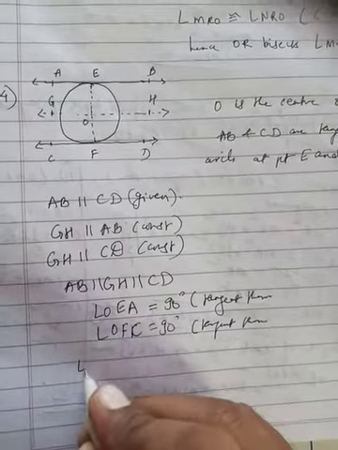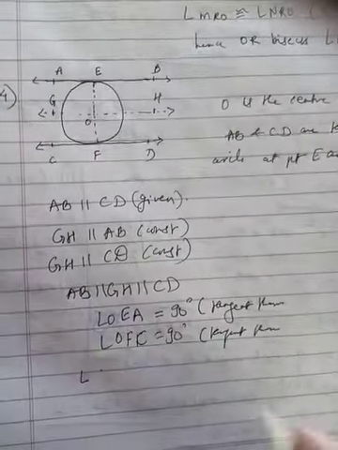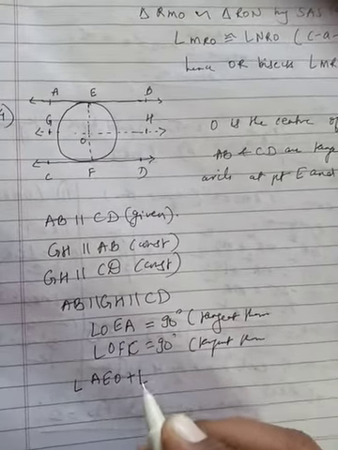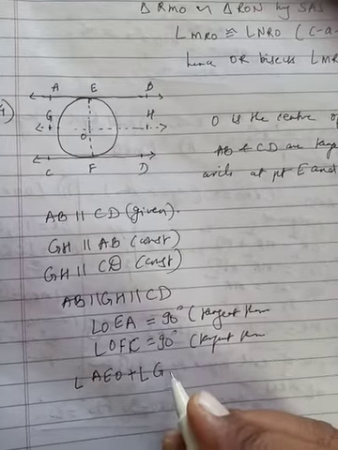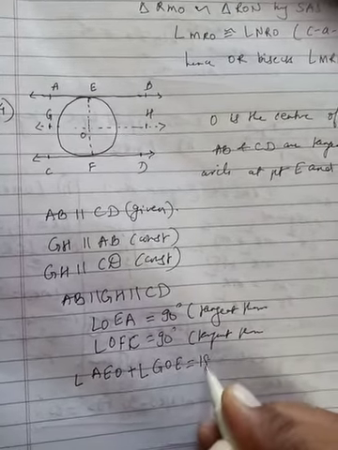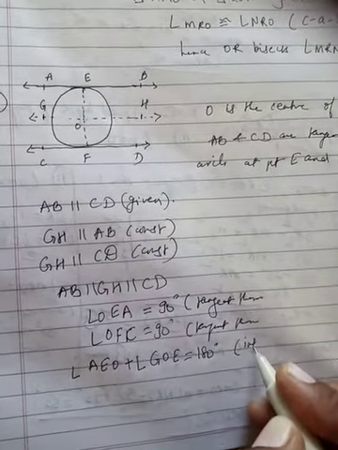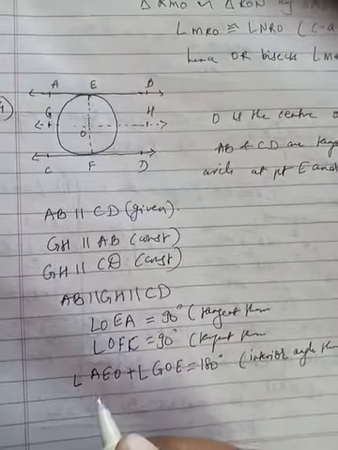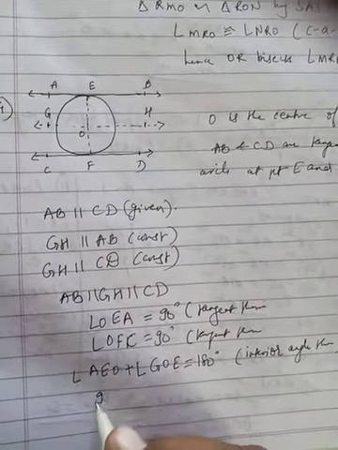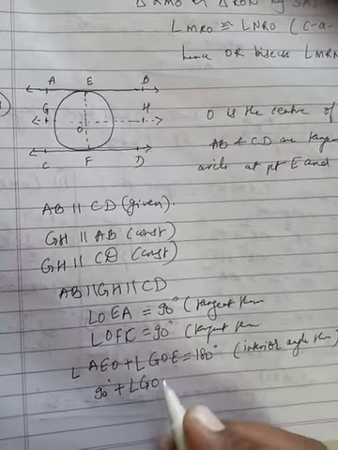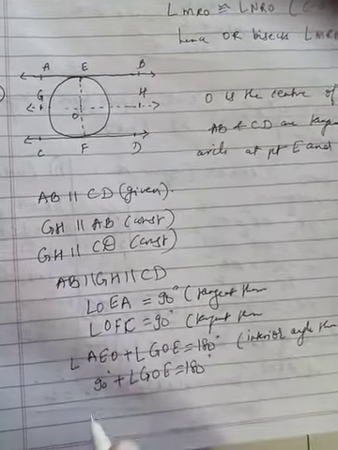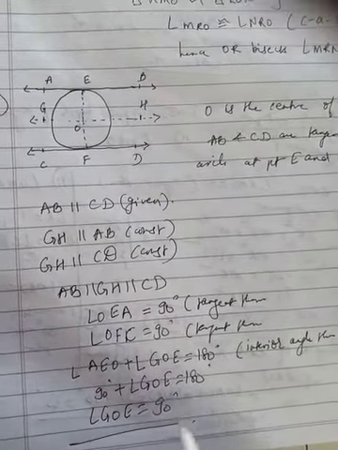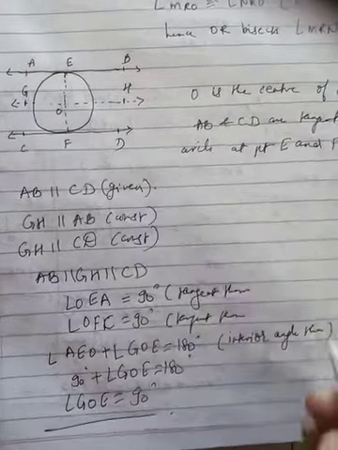So therefore angle AEO plus angle GOE is equal to 180 degree, and reason is these are interior angles, so interior angle theorem. So therefore angle AEO is 90 degree, so therefore angle GOE will be 180 minus 90, that is 90 degree. GOE is 90.